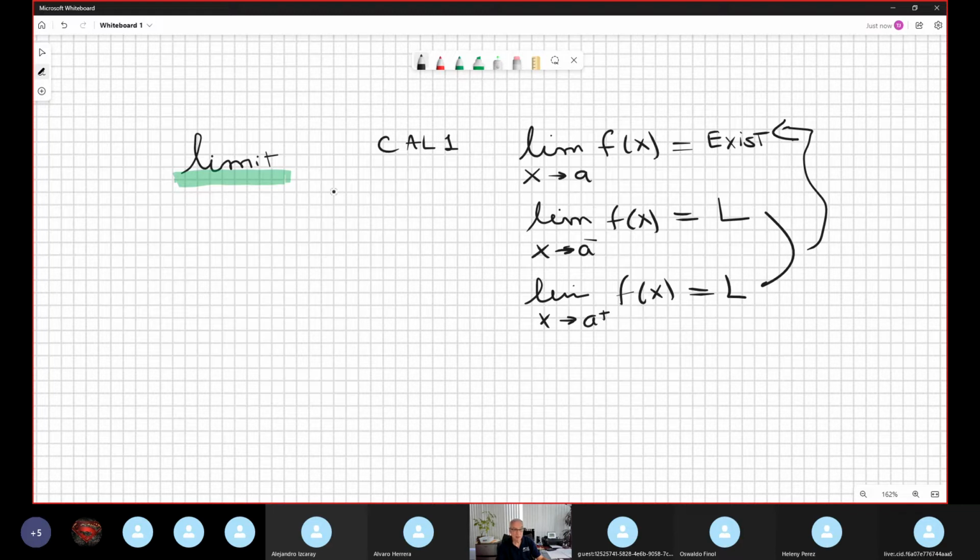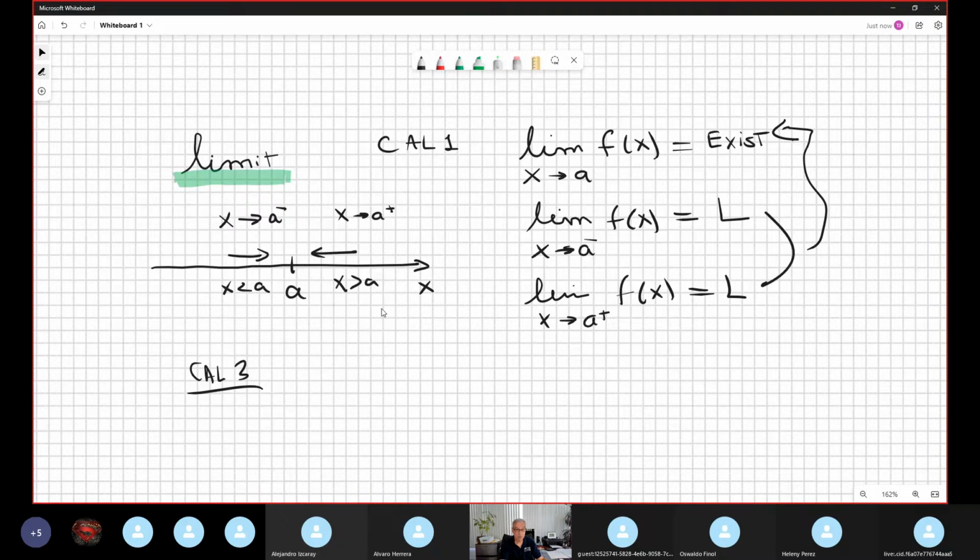So basically, this is my plane, my x-axis. This is A. You approach it from the left and from the right. X approaching A minus means X less than A, close, of course. And X approaching A plus is X greater than A. See, both values are the same. We have no jump discontinuity. Therefore, the limit exists, equal to the lateral value. Clear? This is Cal 1. And in Cal 3, the thing is more complicated.